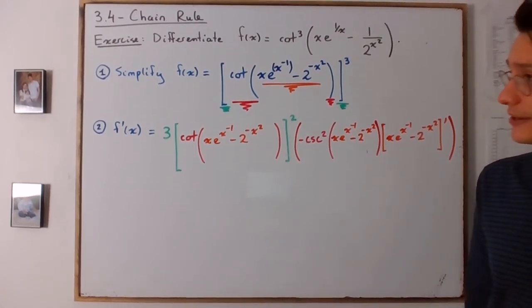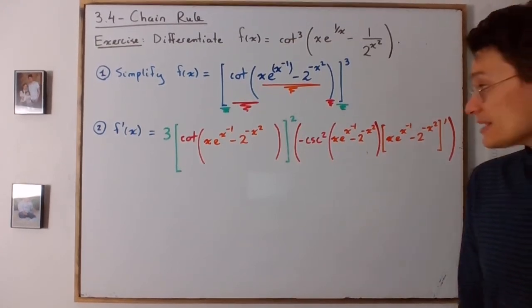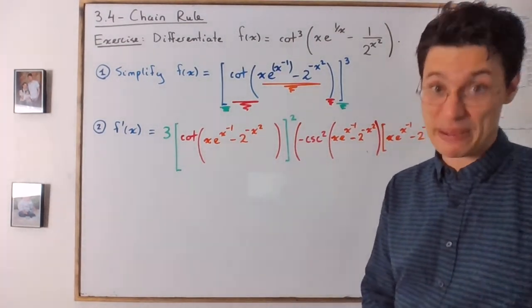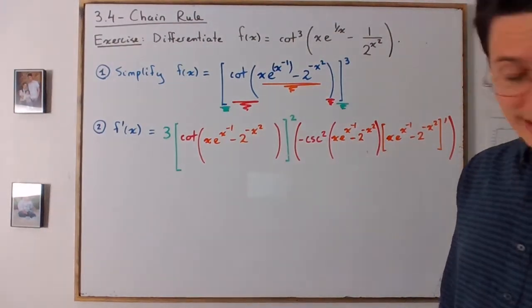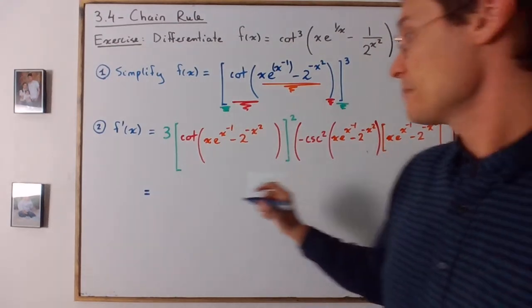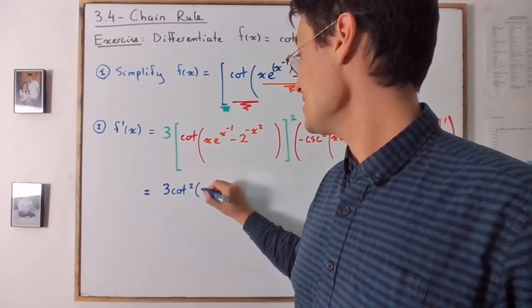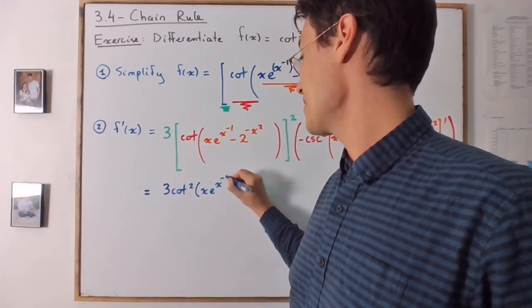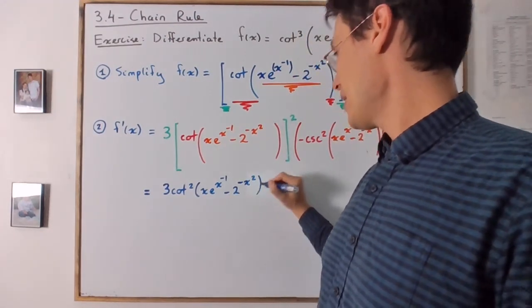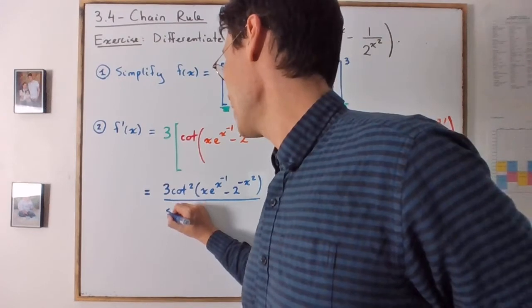All right, here I would be actually interested to write this cosecant squared as being a sine squared at the bottom. This will help us to save space, okay? So the next step should be to first deal with this, simplify this as much as we can. So we're going to have 3 cotangent squared of this, x e to the x negative 1 minus 2 x to the negative x squared. And we're going to simplify this later. And then we're going to divide by sine squared of the same thing.